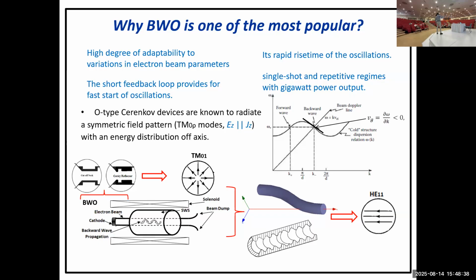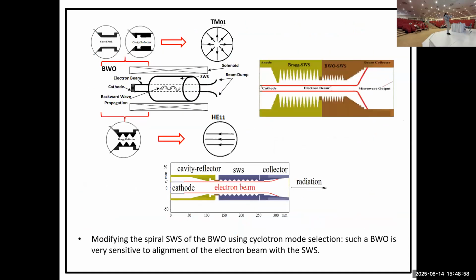Okay, so this is one of the main things that you need to remember or leave the session with. It's a backward wave oscillator because the group velocity is negative. The slope at this point is negative at the interaction point.